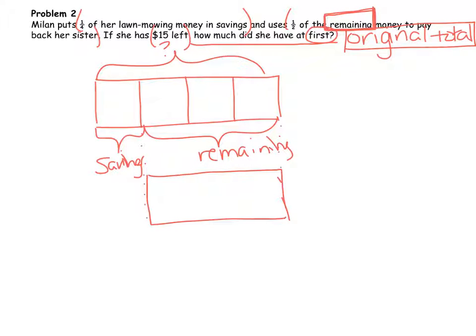So I need to pay attention to, it says half of the remaining money. So I've got my remaining money. Should I put R for remaining? Is paying back to my sister. So here's half of my sister. She's getting my money. So she has 1/4 going to her savings. She's got half of the remaining going to her sister. She has $15 left.